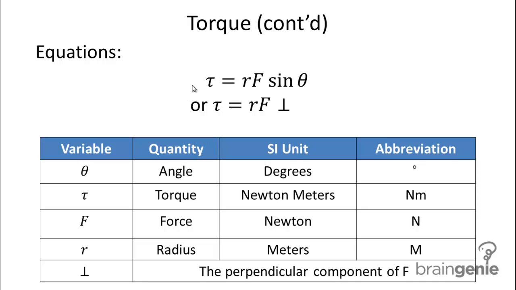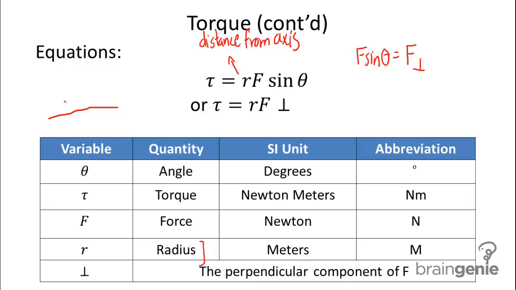Now, two equations that come into play for torque are basically the same equation. So tau equals r, r being the radius, so this is basically the distance from the axis. Torque is going to be equal to r, the distance from the axis, times F sine theta. F sine theta gives you the perpendicular component of force. Only the perpendicular component of force comes into play.